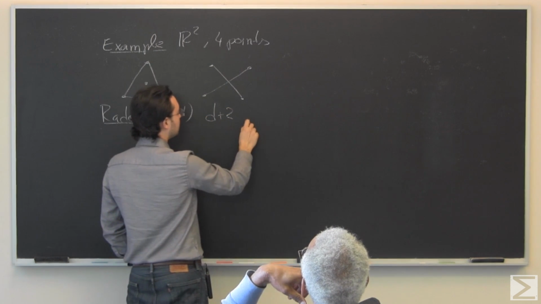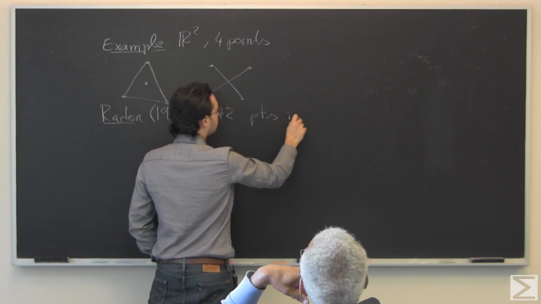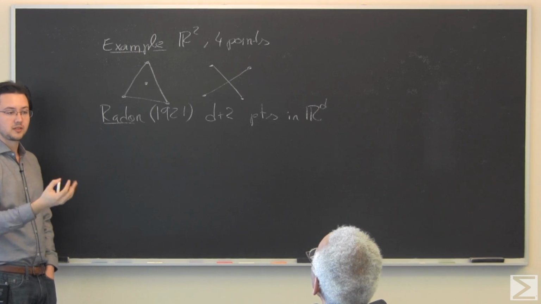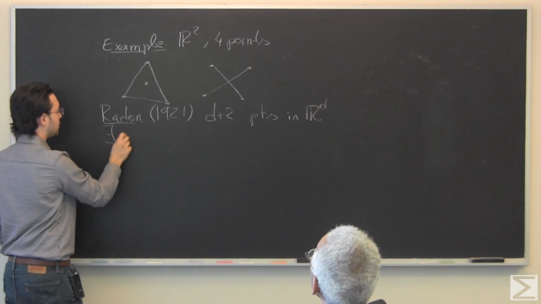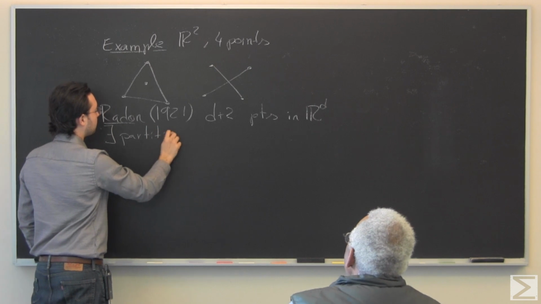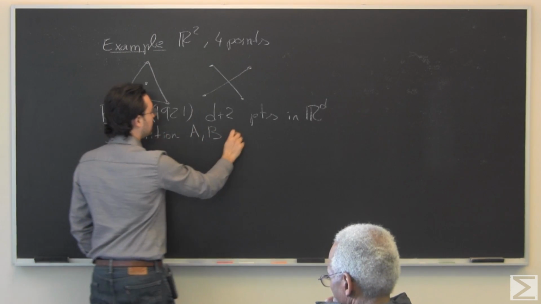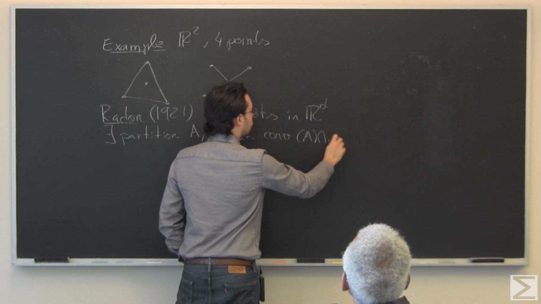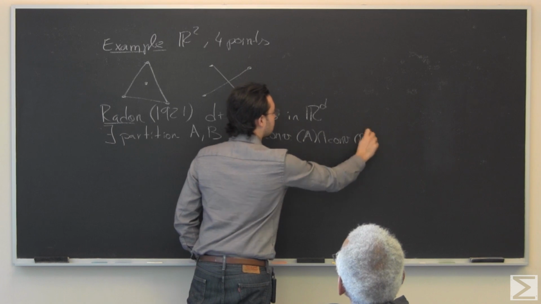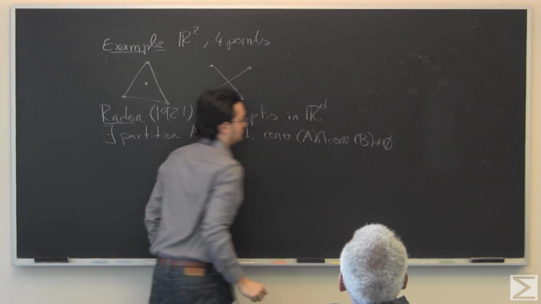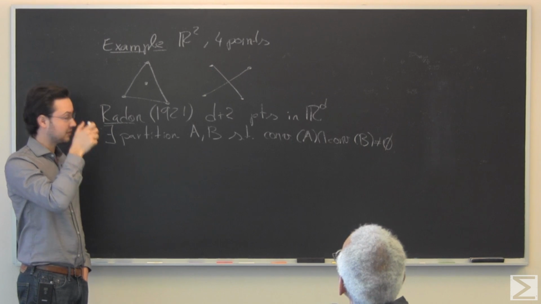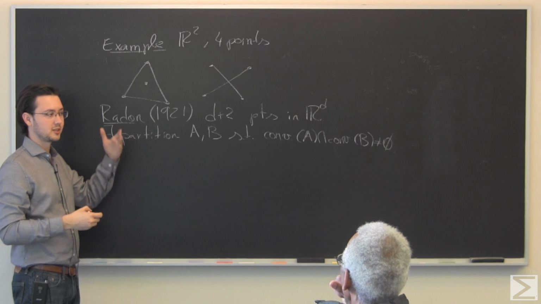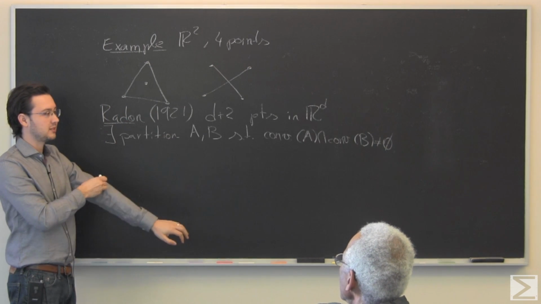So if I give you d plus 2 points in R^d, then you can always do something like this. Split them into two sets so that the convex hulls intersect. So there is a partition A, B such that the convex hull of A and the convex hull of B is not empty. So this is the sort of thing I want to understand. Okay, and even back in the 1920s, Radon thought that this was completely trivial. This was just a lemma, and well, he was trying to prove Helly's theorem.